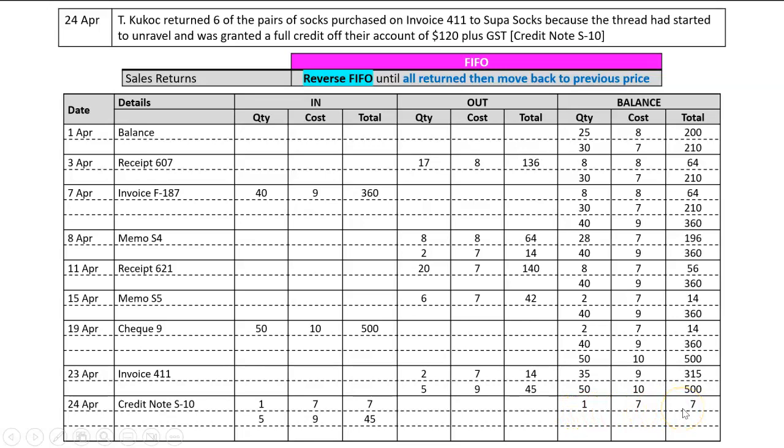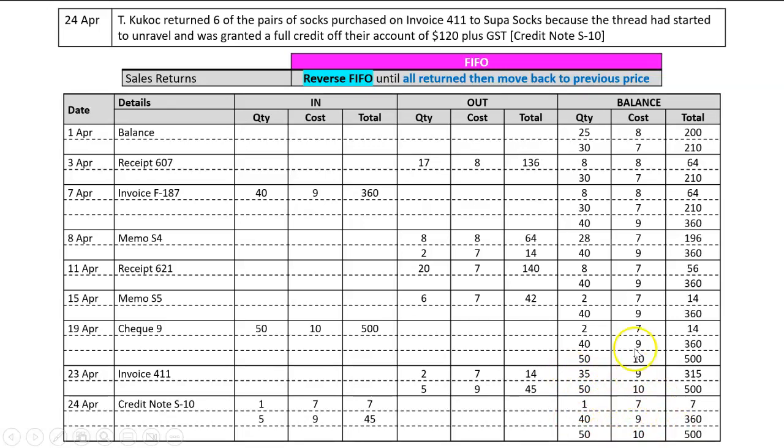We've got to put them back in FIFO order. So the $7 units came in first, so they go back on top. We had 35 at $9. The customer brought back 5 of those, so they've got 40 at $9 left. And then 50 units at $10, they're still sitting there at the bottom of the pile.